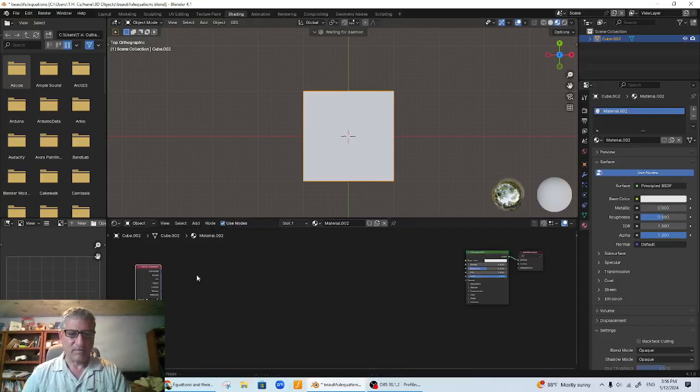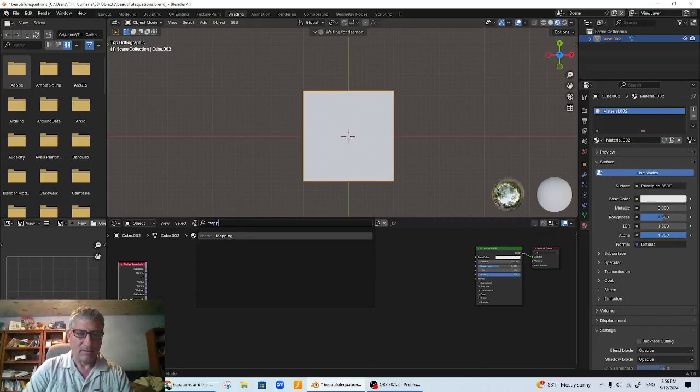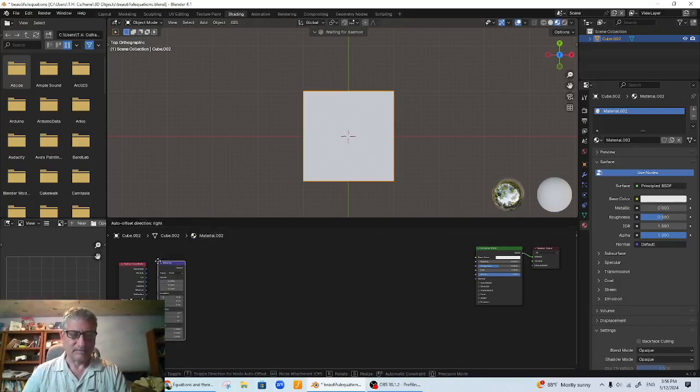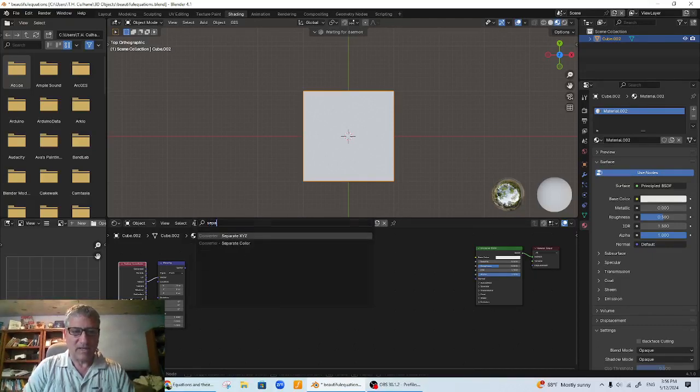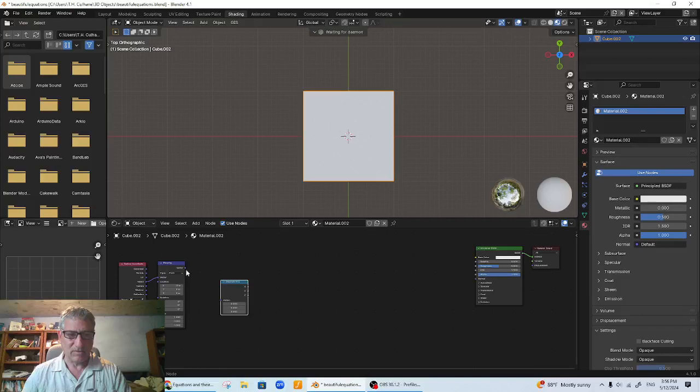Boom. All right, good. Take the texture coordinate, add a mapping node. Good. Join them from object to vector. Add a separate XYZ node. Good. And connect those in, and then bing.